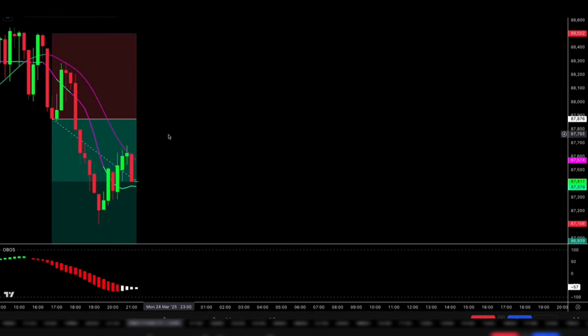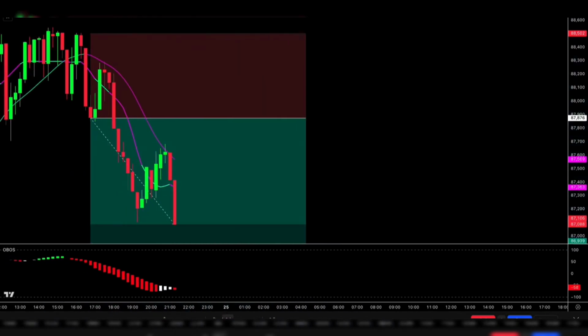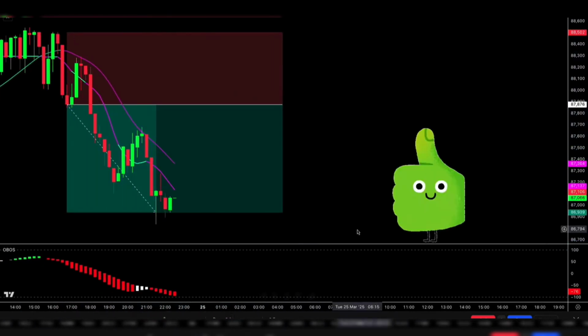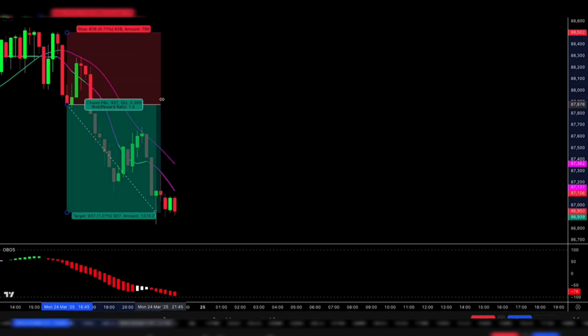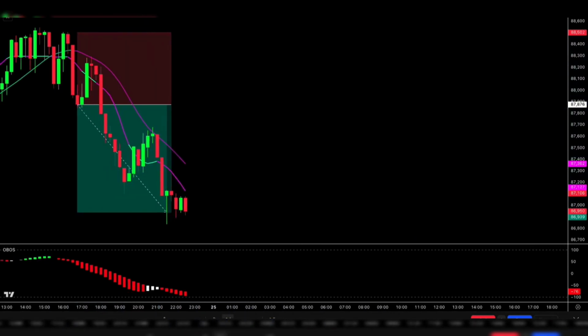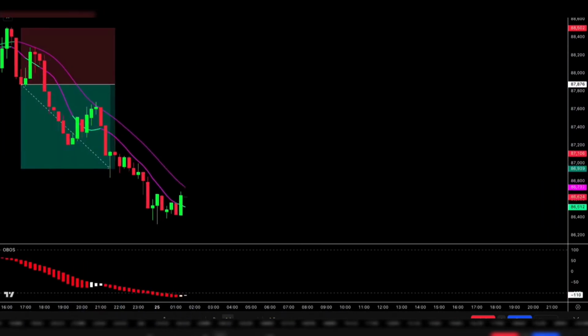This trade is running in profit. The market has completely hit the target. I hope you must have understood this trading setup. Let's find the next trade.